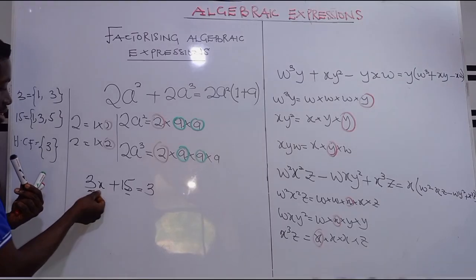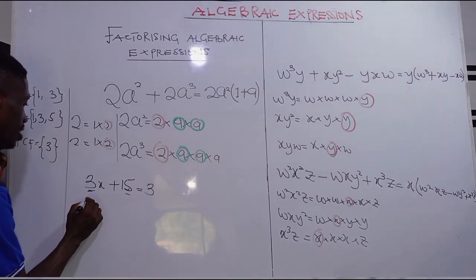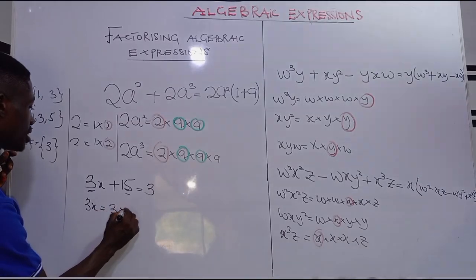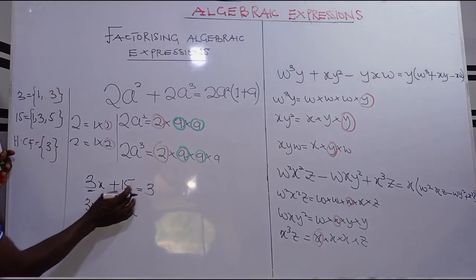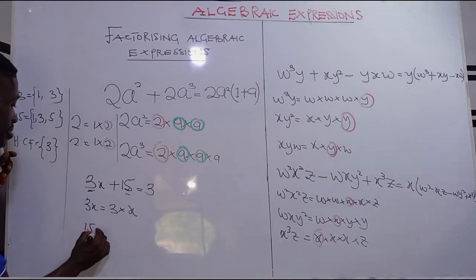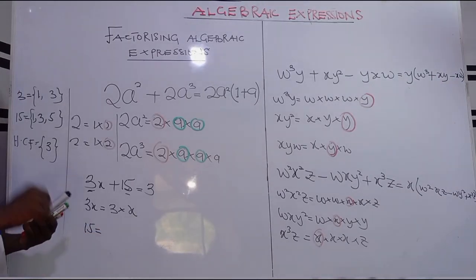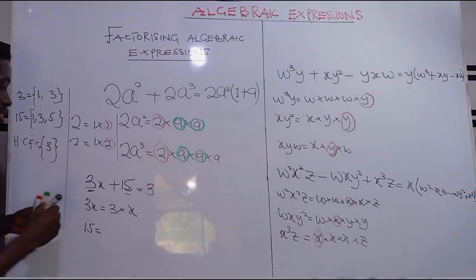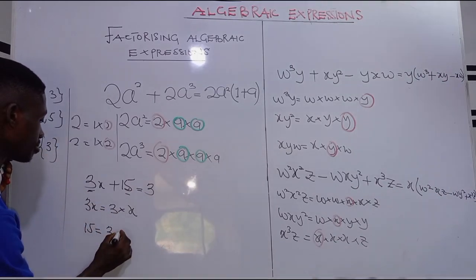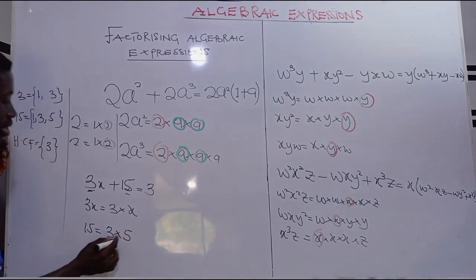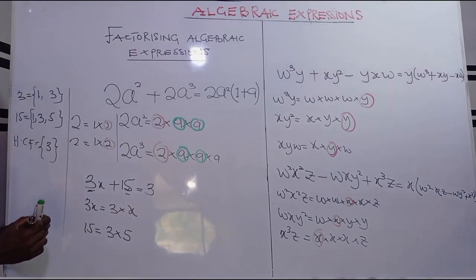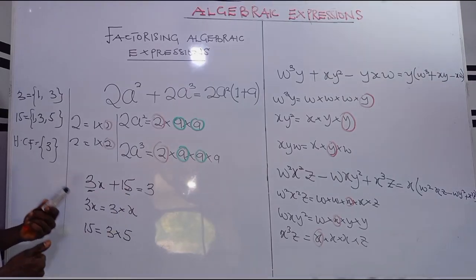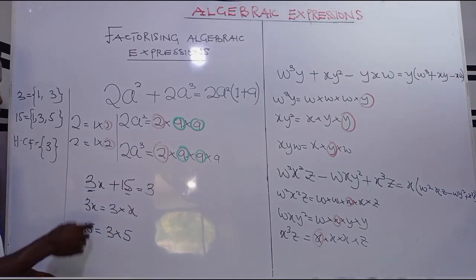Then after that, we find the factors of 3x. So the factors of 3x, we have what? 3 times what? x. Then move on to 15, the factors of 15. With that one, we are going to take the factors that involve 3, which is the highest. We are going to pick 3 times what? 5, because 3 times 5 will give us what? 15.